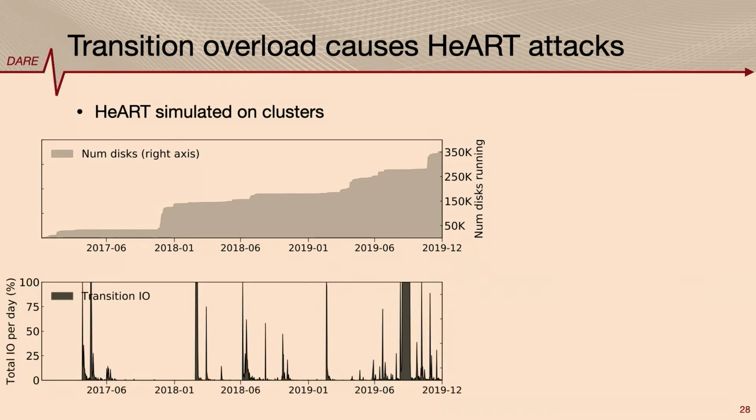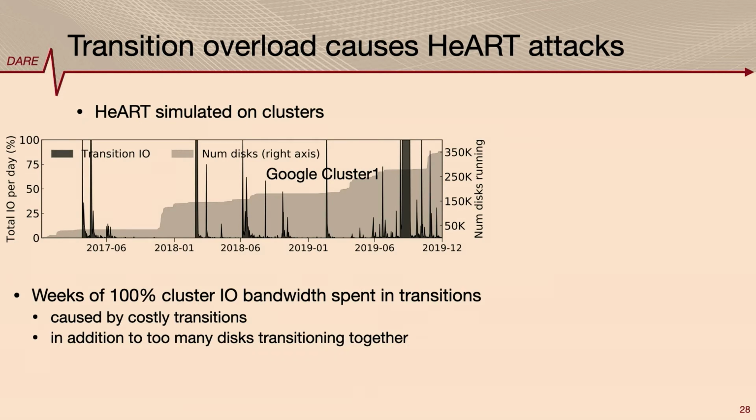The same x-axis on the bottom graph with the left y-axis is showing the amount of I/O bandwidth used to perform redundancy changes whenever they were warranted in this particular cluster's deployment. So I'm going to overlap these graphs like this. And what this shows is that if you look at 2019 September, for about weeks at end, more than 100% of the cluster bandwidth was used in performing redundancy transitions for disk adaptive redundancy.